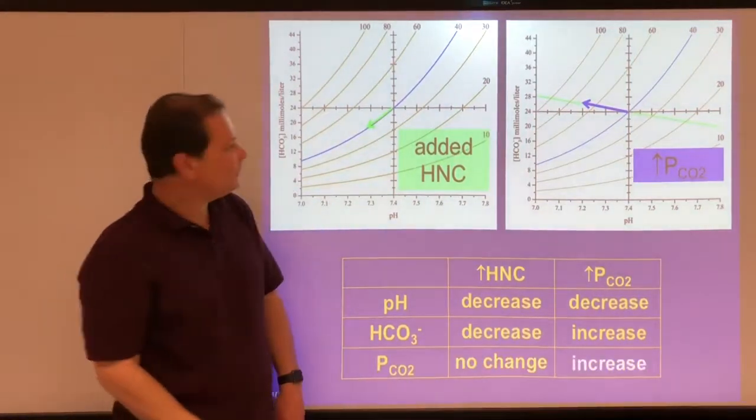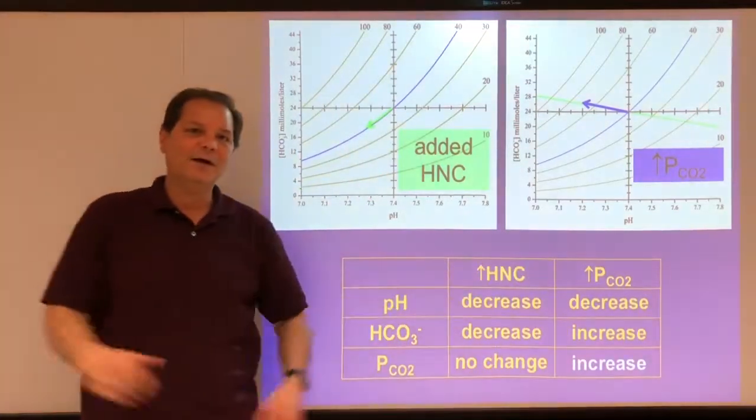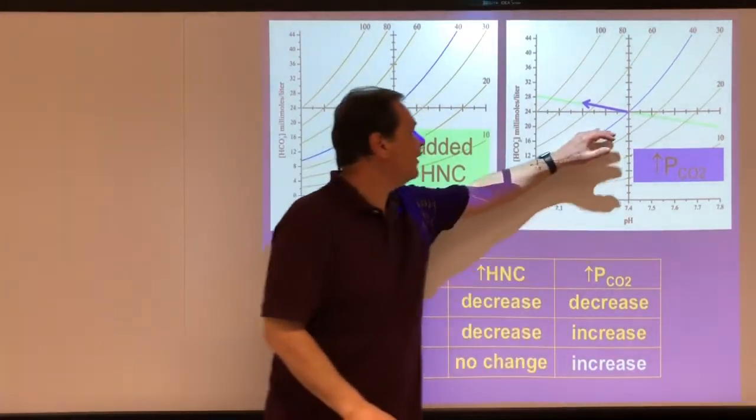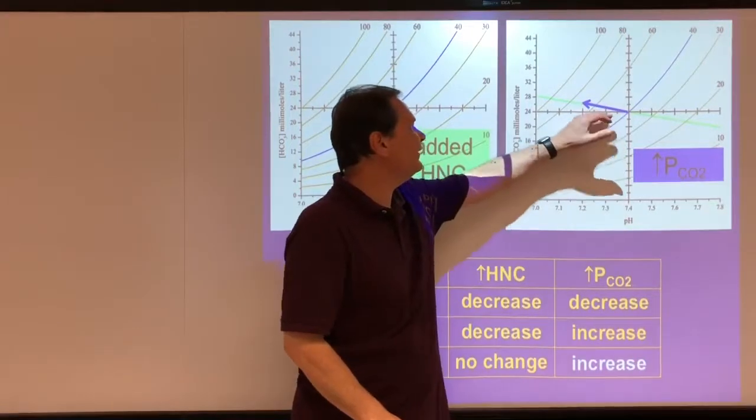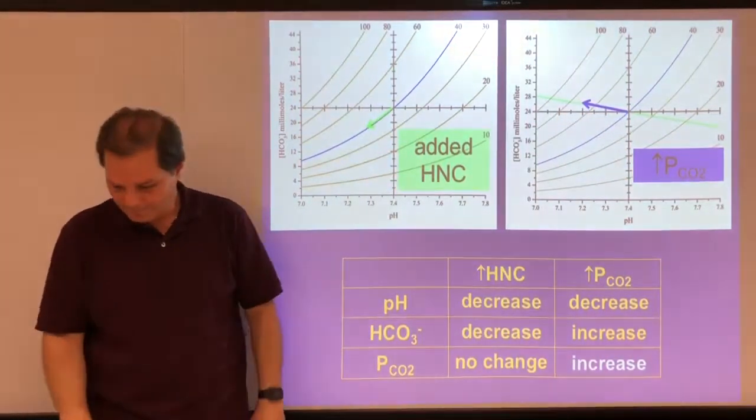And for our respiratory acidosis, we're obviously increasing CO2. That's what's causing our acidosis. So CO2 is going up, and we're going from isobar to isobar along the green line. All right?